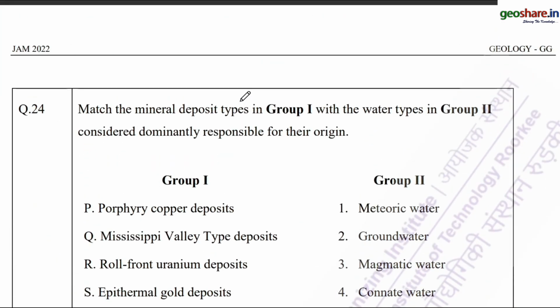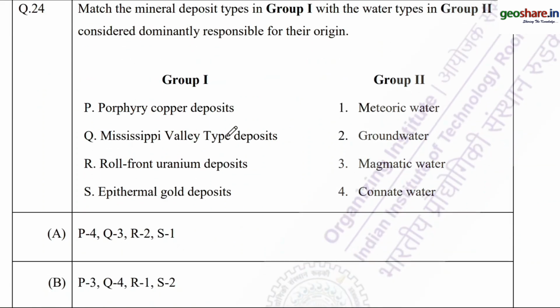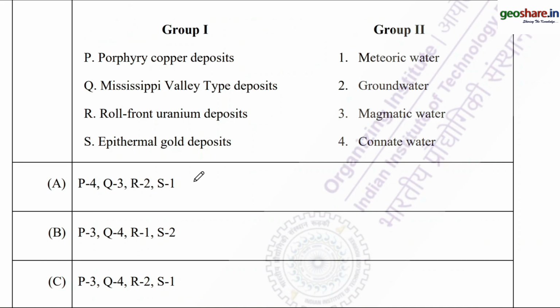Match the mineral deposit types in group 1 with the water types in group 2 considered dominantly responsible for their origin. The answer is P3, Q4, R2, S1.